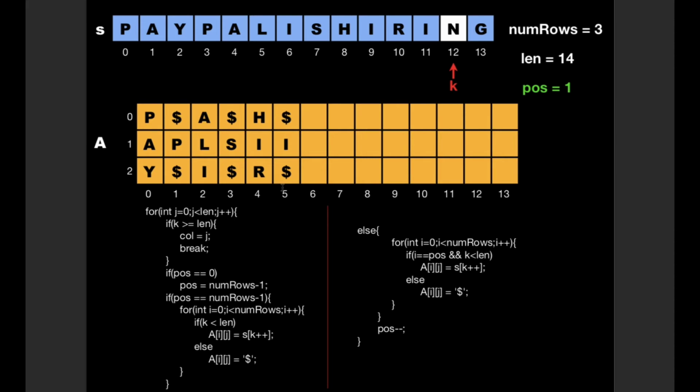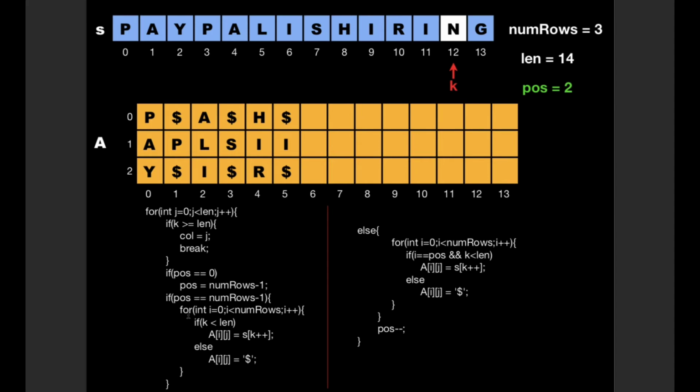Now we decrement the value of position and then again run a next iteration. Here still the value of k does not exceed length. So we check whether position is equal to 0, and yes it is. So we update the value of position to 2. And now again another if condition is true where the value of position is equal to number of rows minus 1.